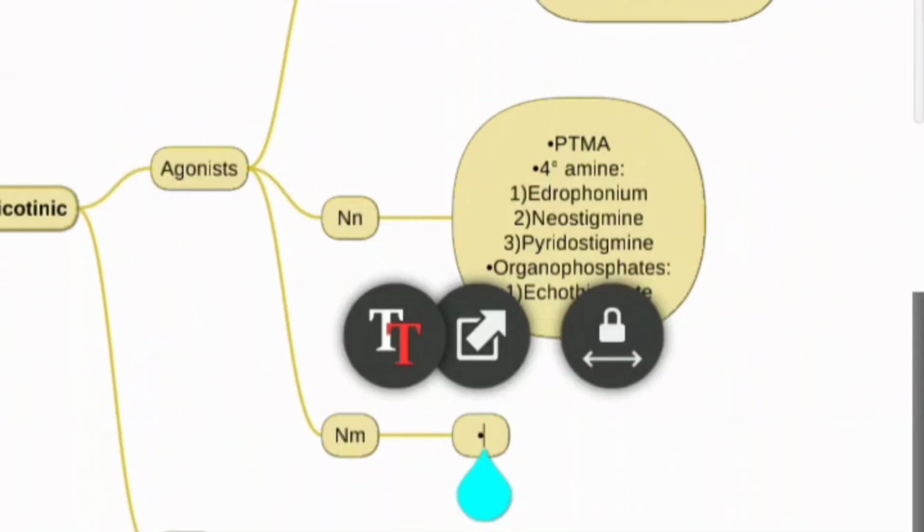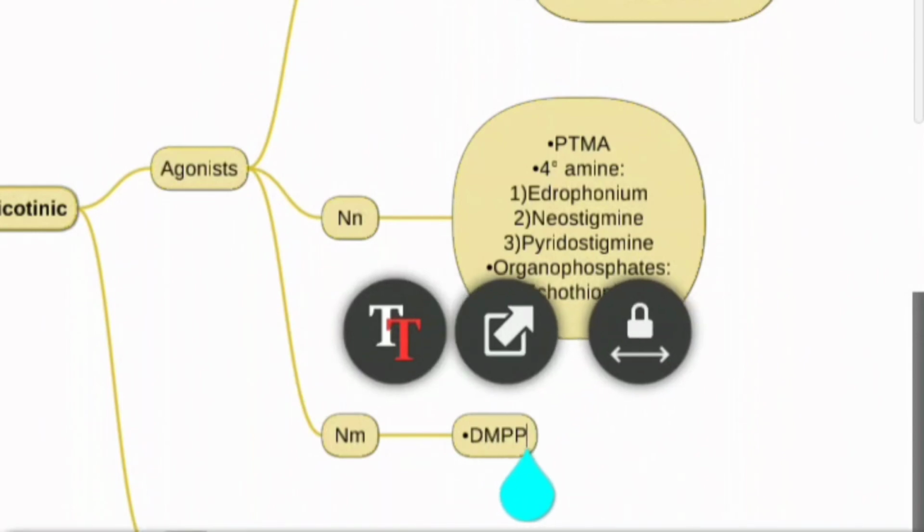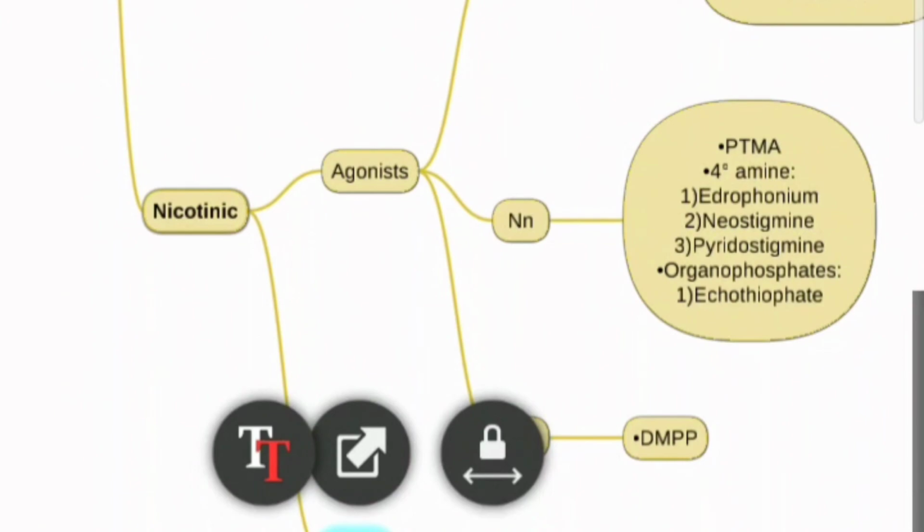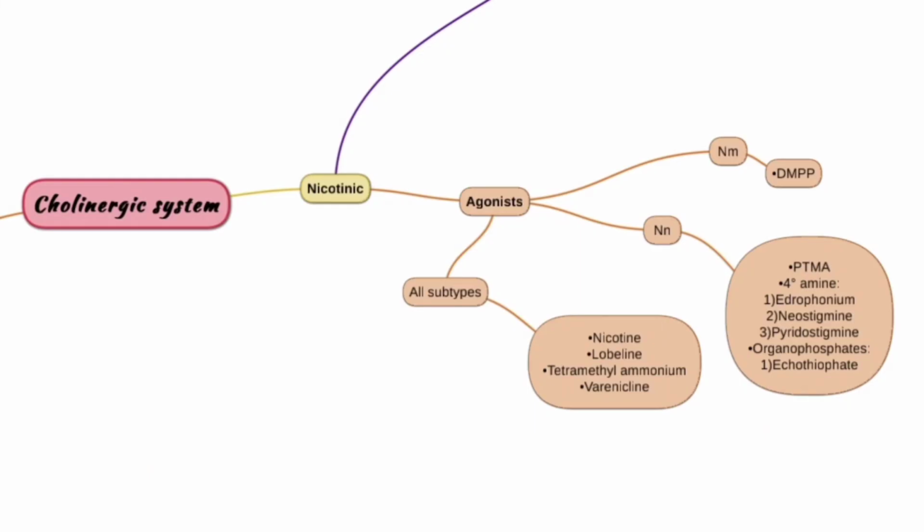Next, drugs acting on the NM type of receptor, DMPP, dimethylphenylpiperazinium. Overview.